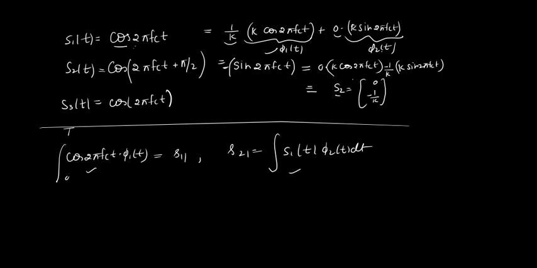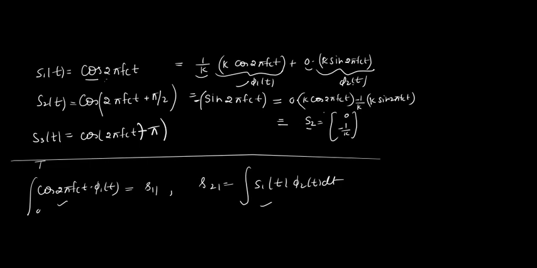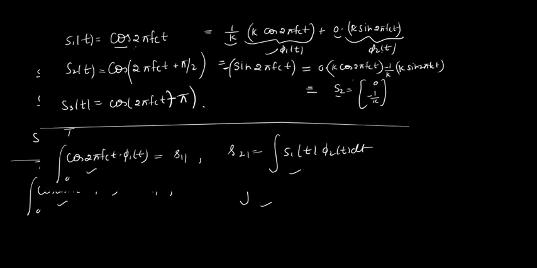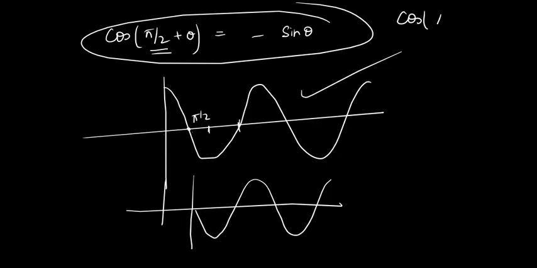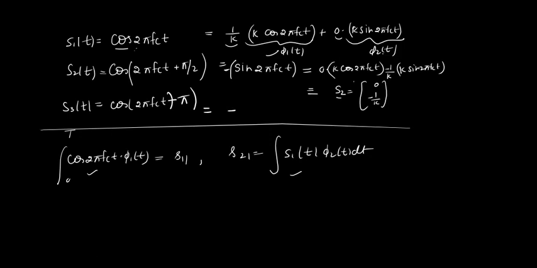Yes. So now S3t is cos 2 pi fct plus pi, right? That is 0 again. अरे यार, cos 2 pi fct plus pi क्या होता है? cos pi plus theta क्या होता है? I think minus cos theta होता है. Yes, minus cos theta. So if this is the case, then it is equal to minus cos 2 pi fct.